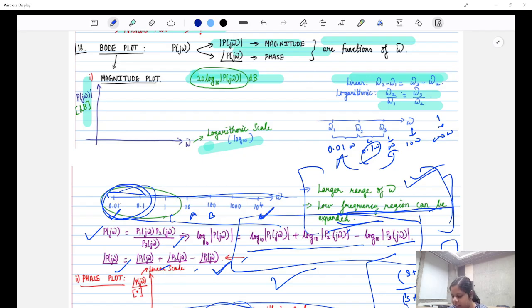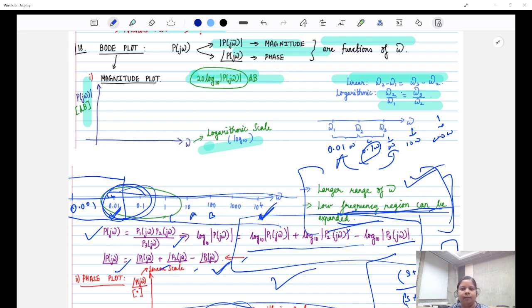In this way we get to have a larger range of omega. You see, we started with 0.01, but we could go to 10 to the power 4. The other reason is that the low frequency region can be expanded. If you go below this, it is 0.001, so we are able to expand this region, which would not have been possible in a linear scale. So those are the reasons why we go for logarithmic scale.